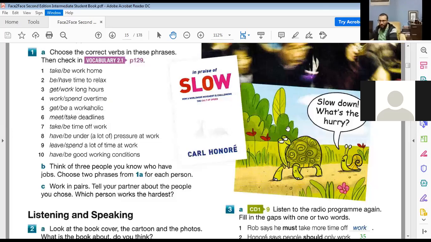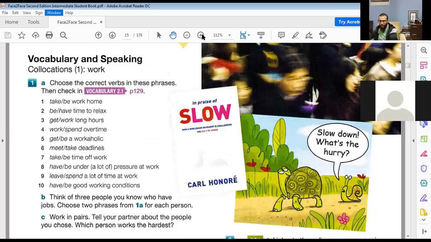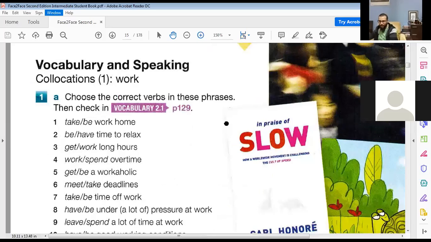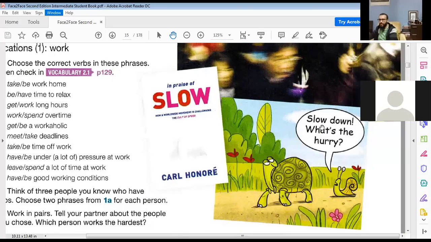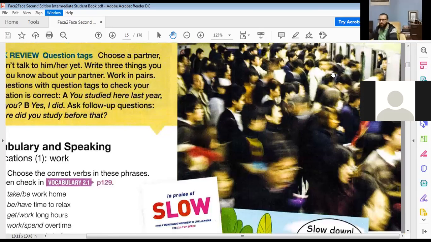Can you see the book cover? Let me zoom in a little more so you can see what's written. This is the book cover. Okay, so it's called In Praise of Slow. And then it says how a worldwide movement is challenging the cult of speed. And this is the name of the author, Carl Honoré. Okay, so what do you think the book is about? Even without knowing all the words. And can you see the photos here? What do you see in the photos?